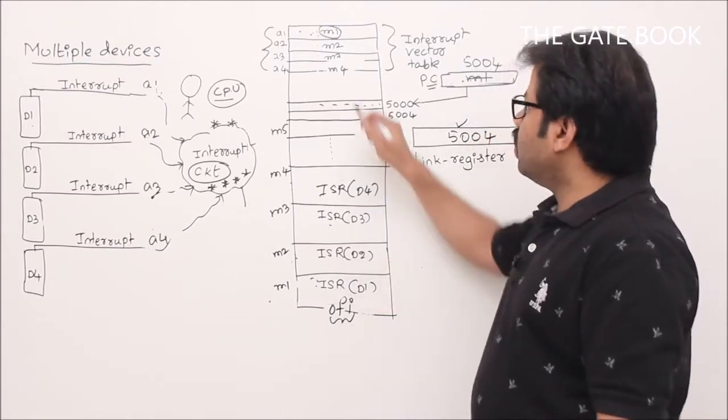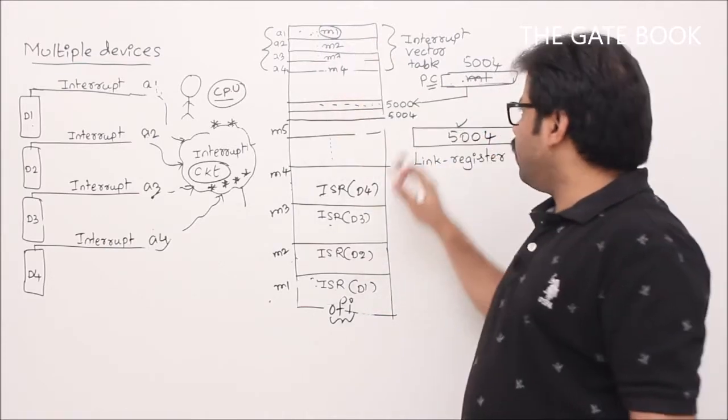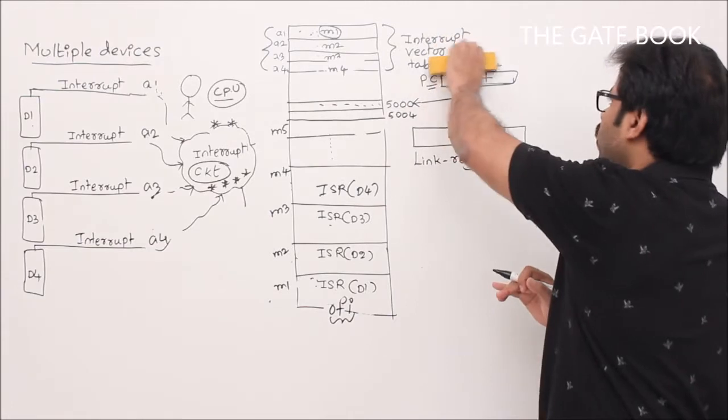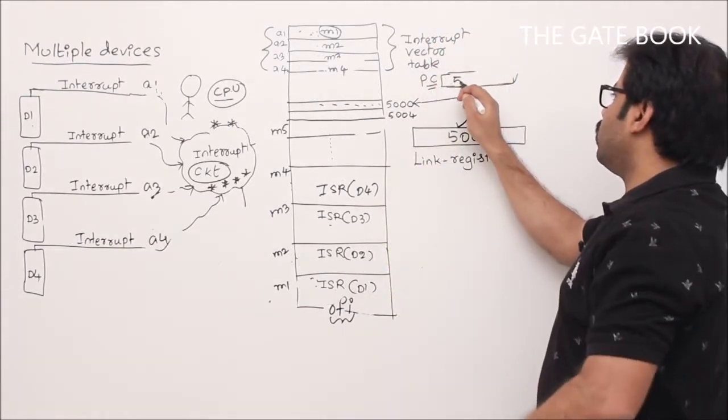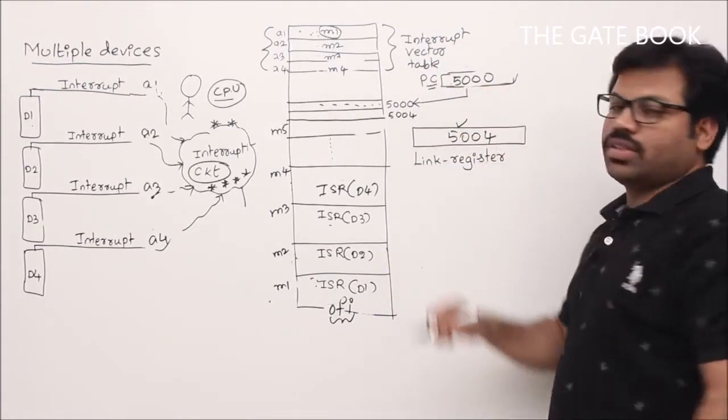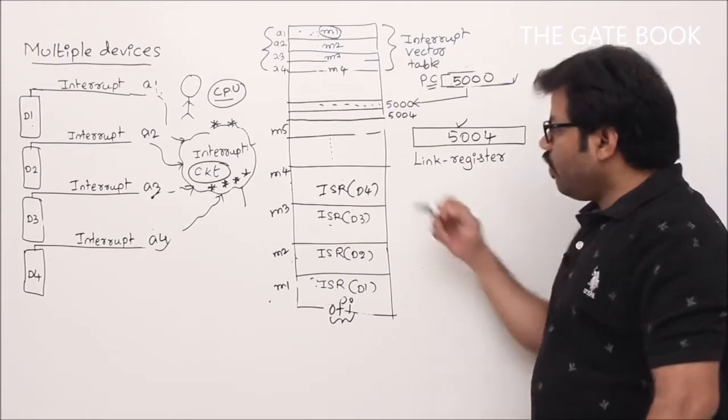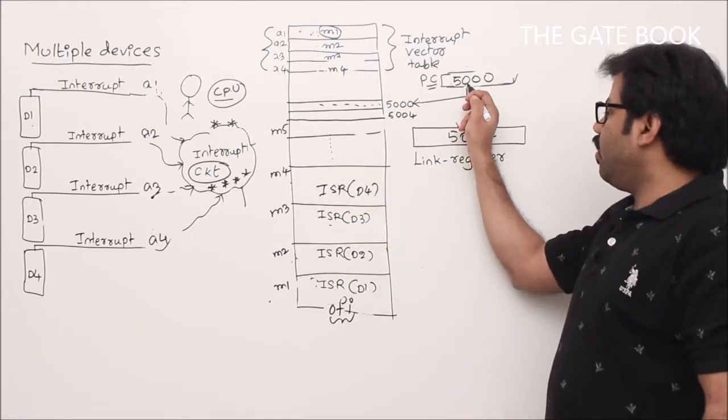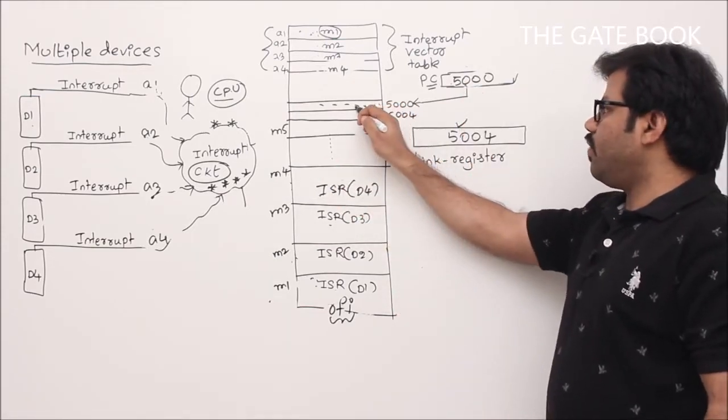Example, let's say this program, we are executing some instruction at 5000, right? Before the interrupt comes, let's say we were executing at 5000.